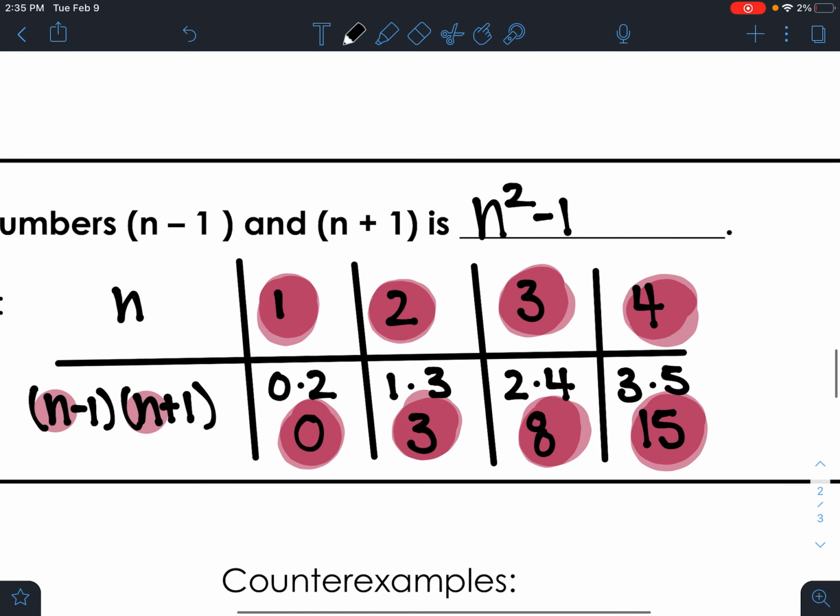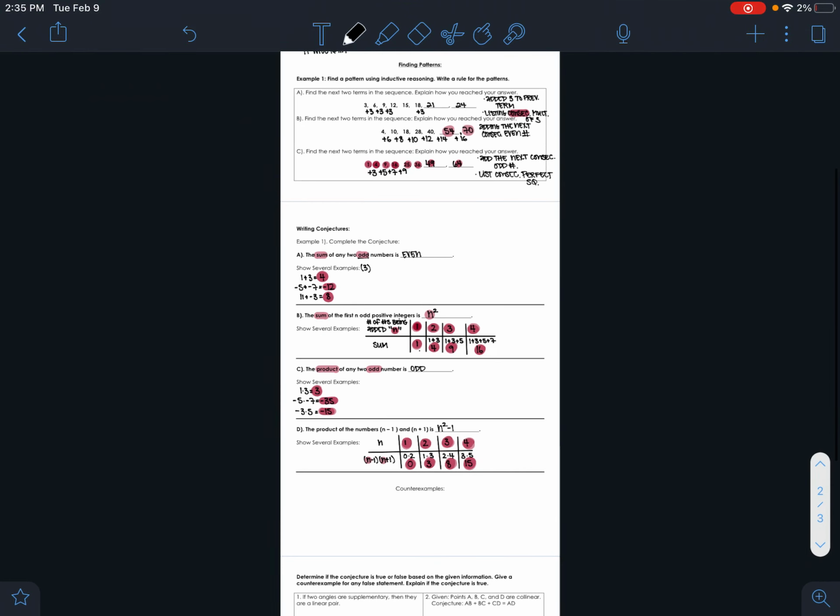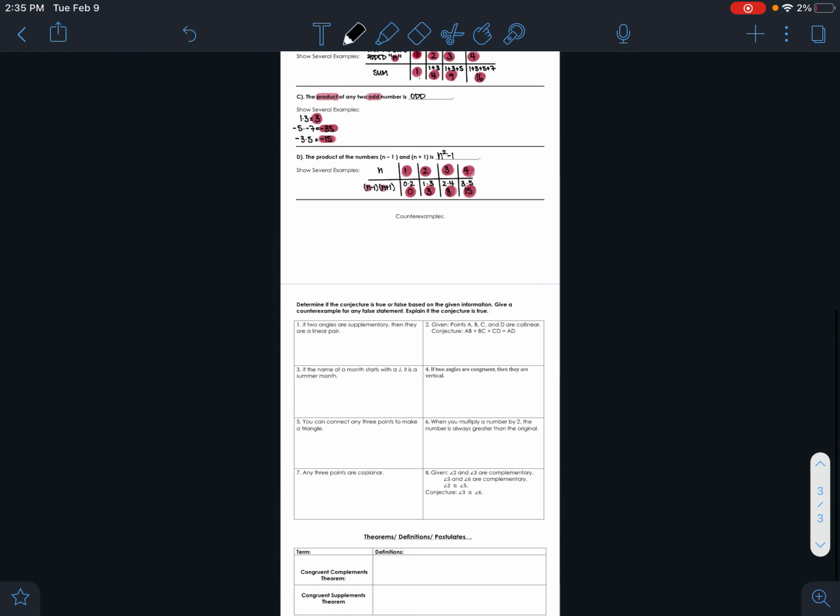The rule is actually going to be n squared minus 1. Meaning that if I take that n and plug it in, 1 squared is 1, minus 1 is 0. 2 squared is 4, minus 1, which is 3. 3 squared is 9, minus 1, which is 8. And 4 squared is 16, minus 1, which is 15. And so that's my rule. All right, I'm going to pause here, and then we have one last little bit before this lesson ends.